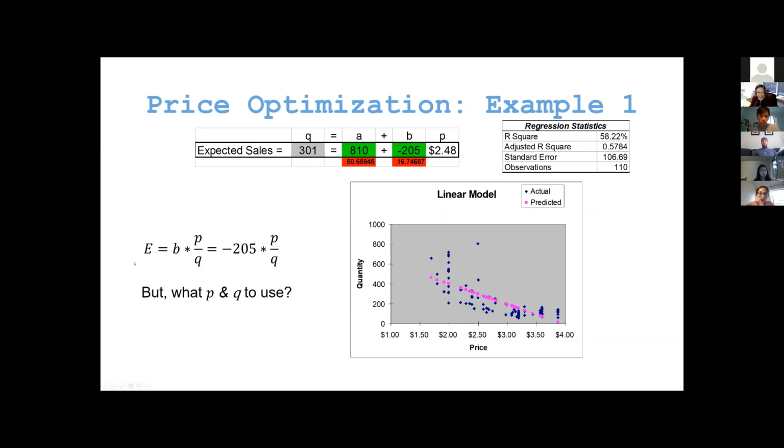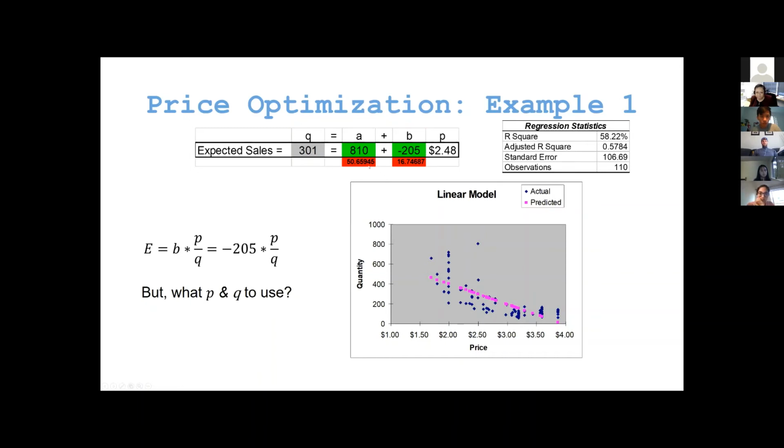So in this particular equation, the linear demand curve that you're estimating, the elasticity would be B times P divided by Q, as we showed a few slides ago. In this case, your B is negative 205, and you're multiplying by P divided by Q. But here's the question: what P and what Q do you use? Well, it really depends on where you are on the line. And this ties back to what I said earlier: with linear demand curves, depending on where you are on the line, you have different elasticities.